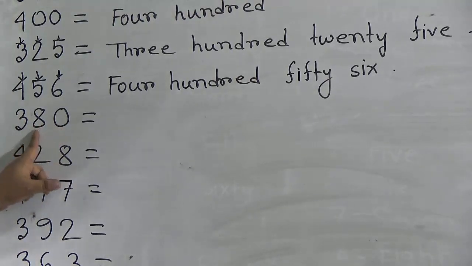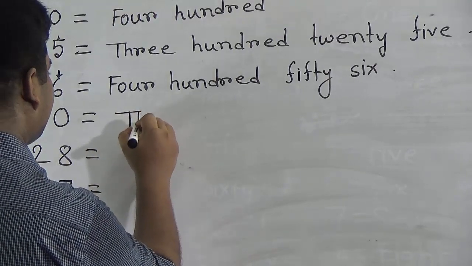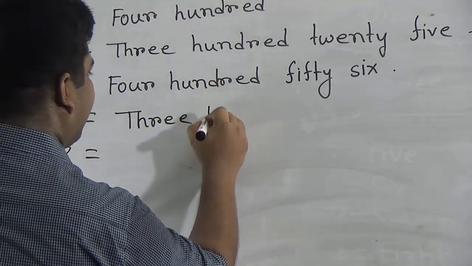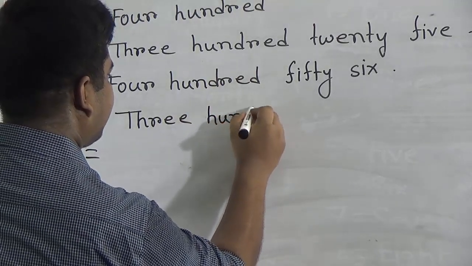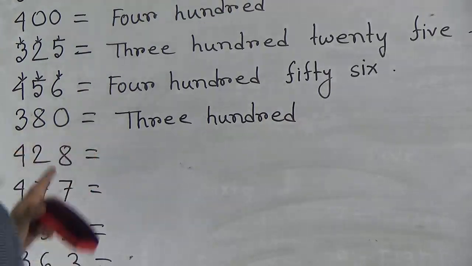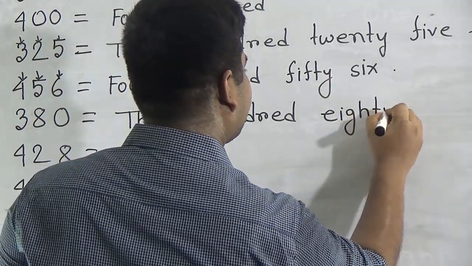Okay, our next number, ones, tens and hundreds. So we write 300, T-H-R-E-E, 300. 100, as usual, H-U-N-D-R-E-D, 380, E-I-G-H-T-Y.